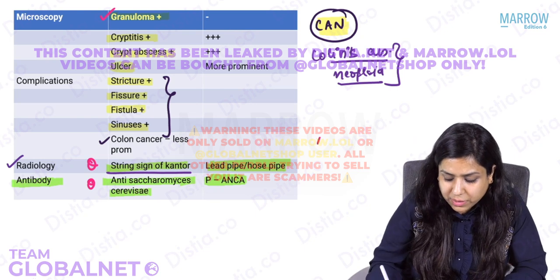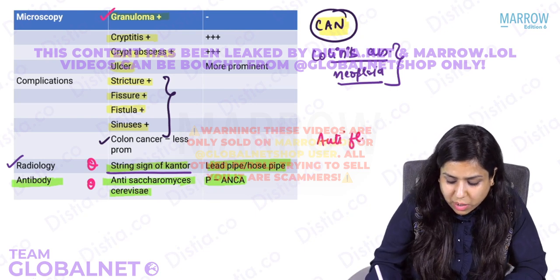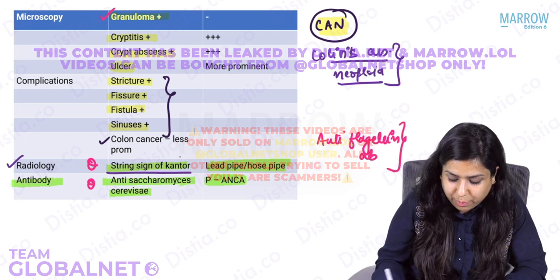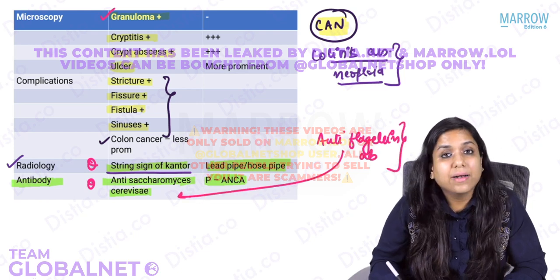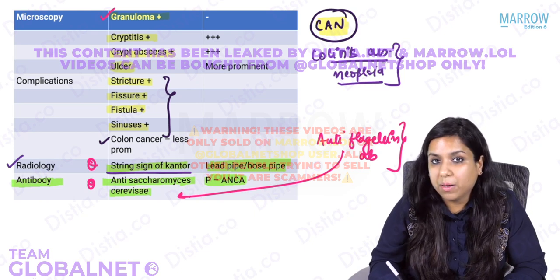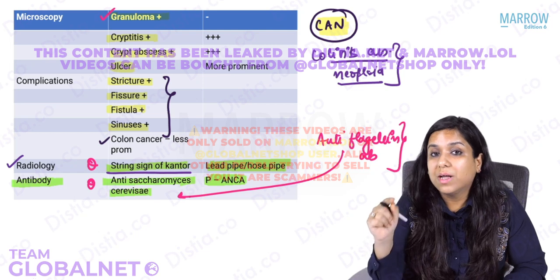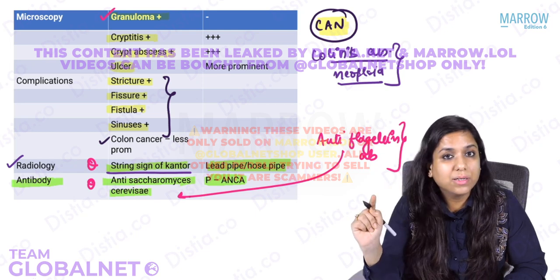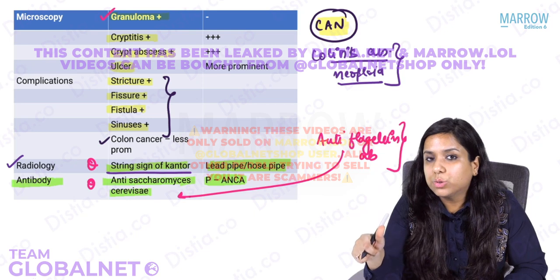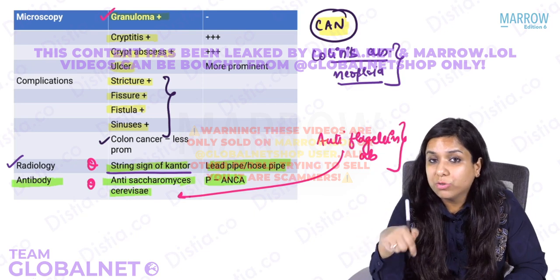Along with anti-Saccharomyces, there is another antibody which is coming up for Crohn's disease, that is called anti-flagellin antibody. For Crohn's disease, anti-flagellin antibody is also coming up, right? And which type of ANCA is important for ulcerative colitis? P-ANCA. What are the vasculitis in which you see P-ANCA? Microscopic polyangiitis and Churg-Strauss syndrome.